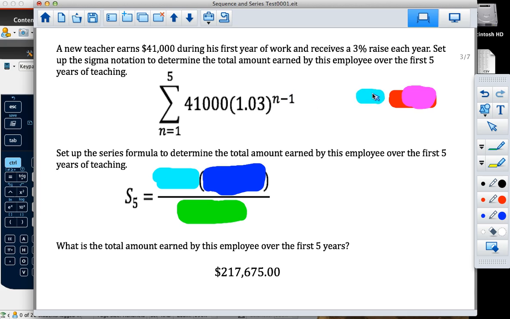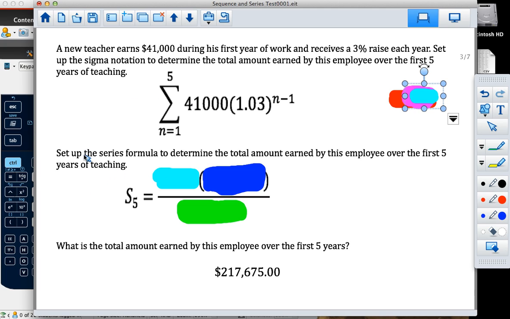Okay, and then right here I have a lot of students messing this part up. Once we figure out the rate, then it's just n minus 1. I have several students that will go ahead and put the 5 that's supposed to be up here, they put it down here, and then it doesn't work. They get the wrong answer. Make sure you put that 5 up here. So for this question, you don't even have to solve it. You just need to figure out how to set it up with the sigma notation.